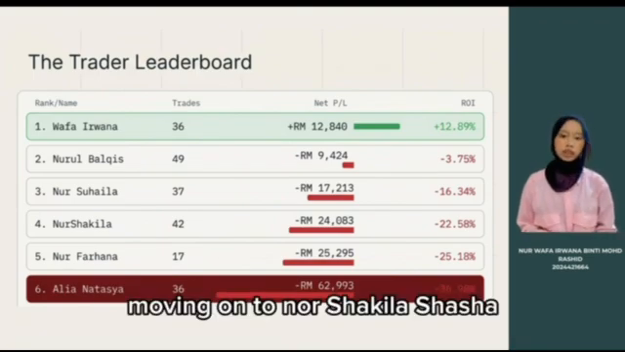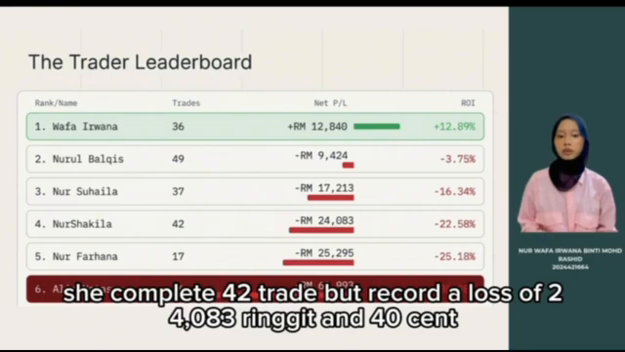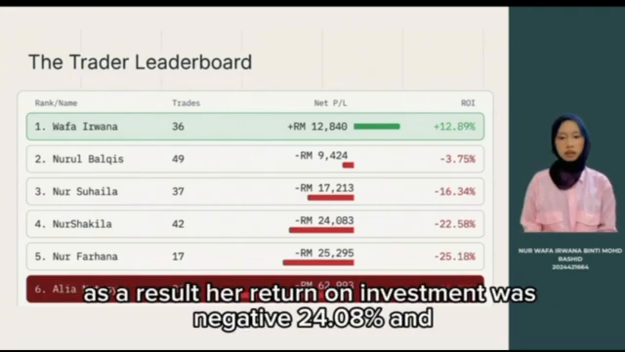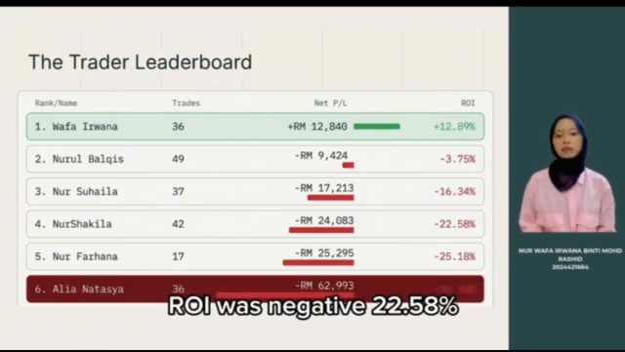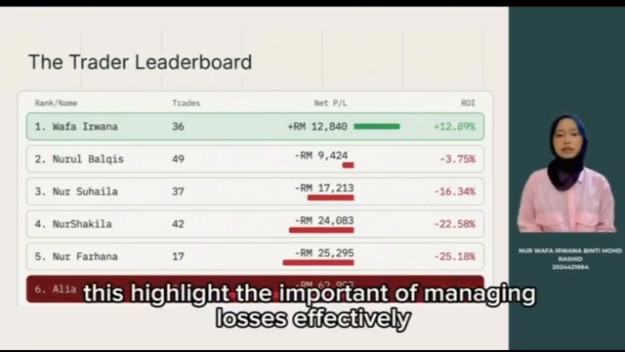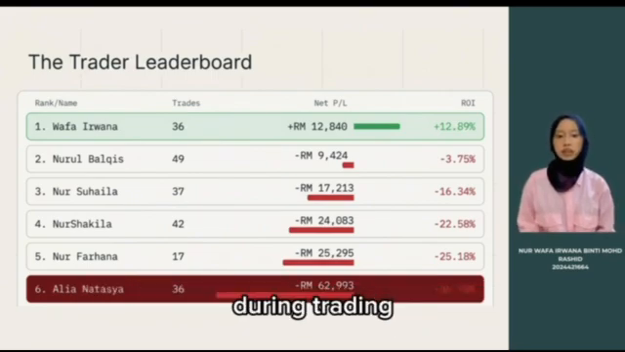Moving on to NURSHAKILA SHASHA, she completed 42 trades but recorded a loss of 24,083 ringgit and 40 cents. As a result, her return maximization was negative 24.08% and ROI was negative 22.58%. This highlights the importance of managing losses effectively during trading.